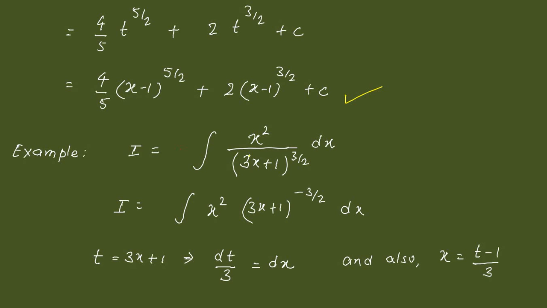Suppose this is x square over 3x plus 1 the whole power 3 by 2. So this is in rational form, but again we can see that x square times 3x plus 1 to the power of negative 3 by 2 can be written for this rational. We can simply see that x square is treated as the polynomial, and this is the linear part, and the power is negative 3 by 2 because it can be any real number. So 3x plus 1 should be taken as t.